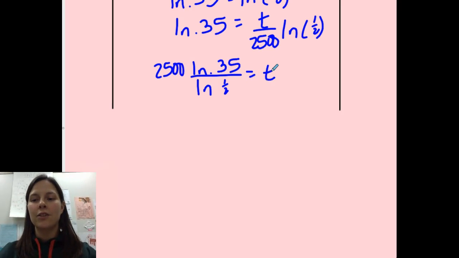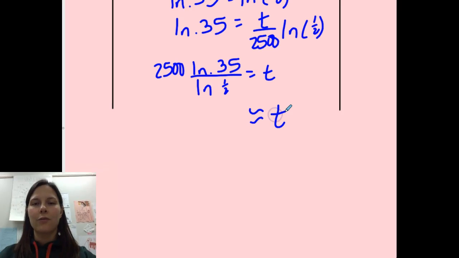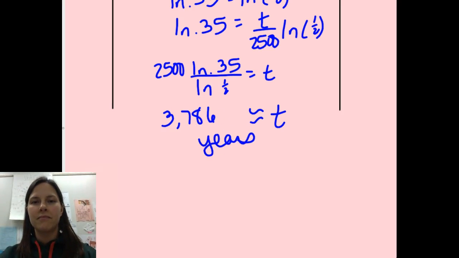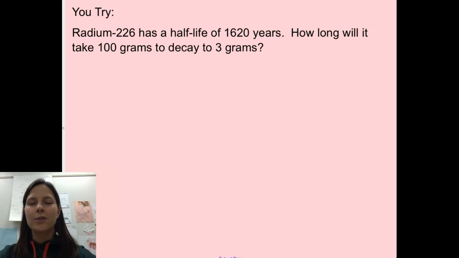Again, let your calculator do the work for solving for your variable. Rounding to the nearest year, I got 3,786 years. That's half-life. So here you have a U-try question. Just make sure you set up that formula so you can substitute the values in the right spot.